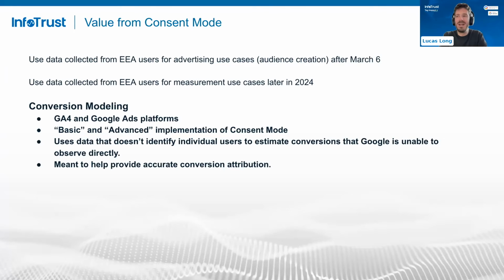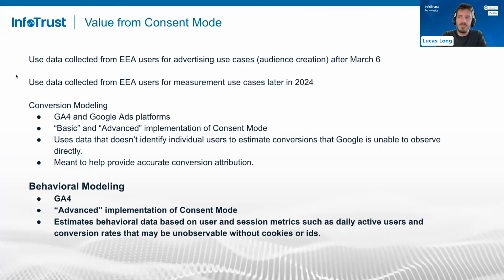In conversion modeling, Google will use data that does not identify individual users in order to estimate conversions that they're unable to observe directly. That would be due to users not consenting or limited access to cookie identifiers, things like that. So it can model both for attribution as well as for some of those conversion counts. And it's meant to help provide a more accurate conversion attribution in light of that loss of visibility into deterministic data resulting from consent.